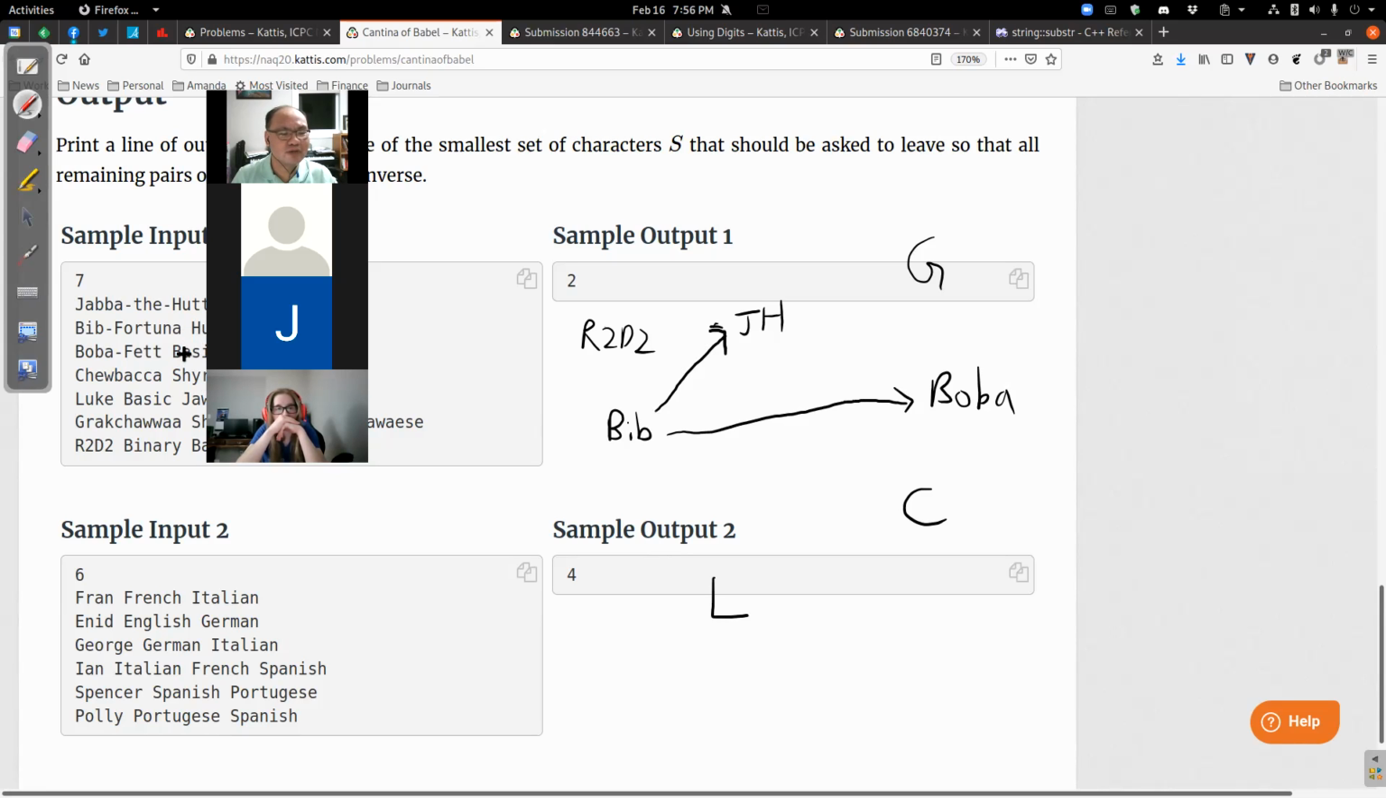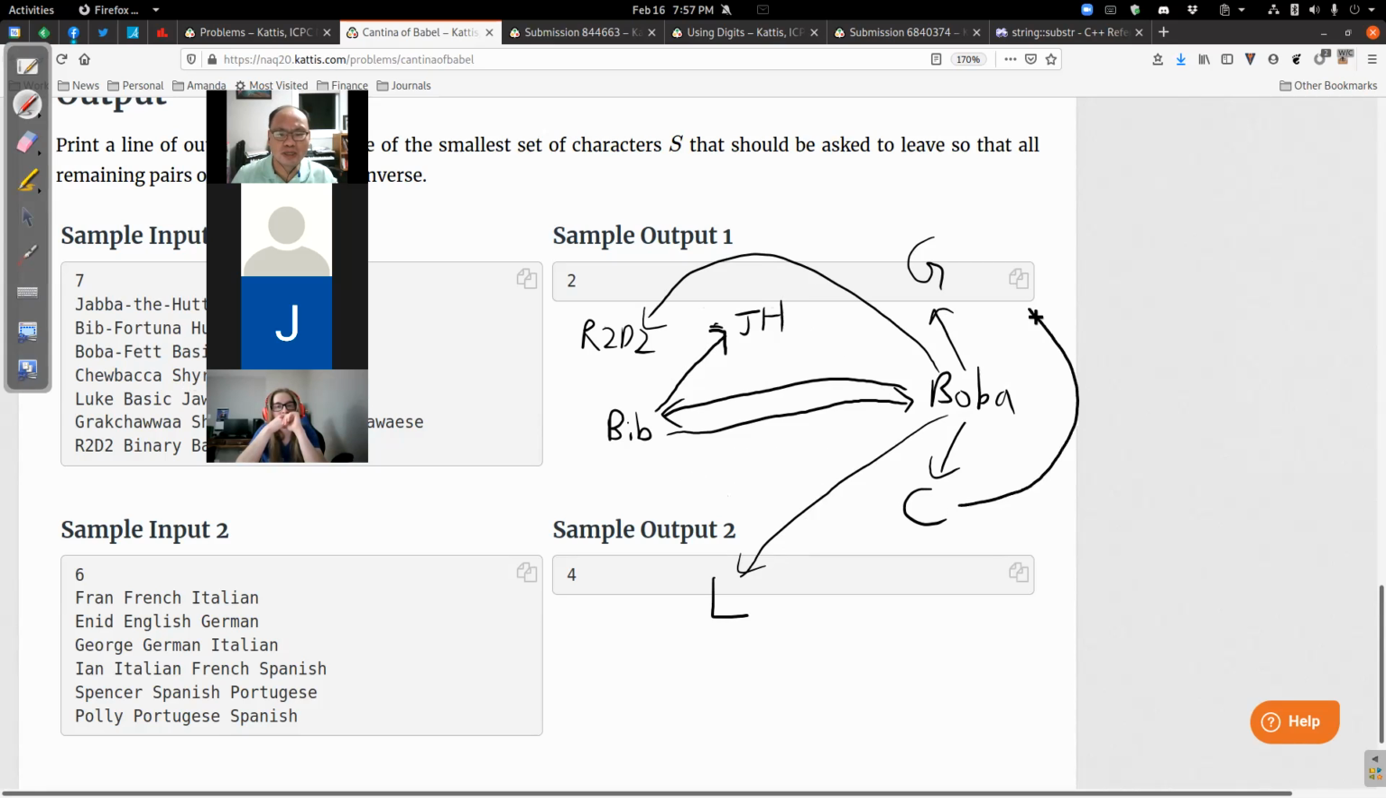So Boba Fett can speak Basic. Who can understand Basic? This way. Chewbacca can understand Basic. Luke can understand Basic. I guess everybody can understand Basic except Jabba the Hutt. Okay, I draw a graph like this. Chewbacca can speak this, and anybody else that knows it, so he can go this way. That's the only one that will understand.